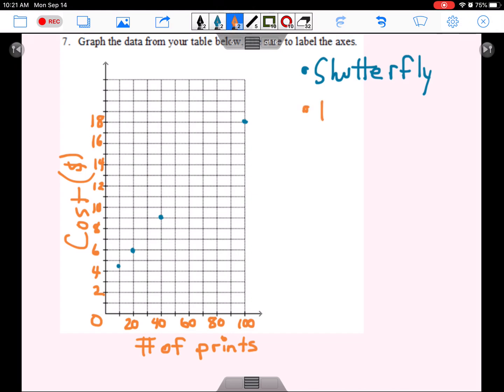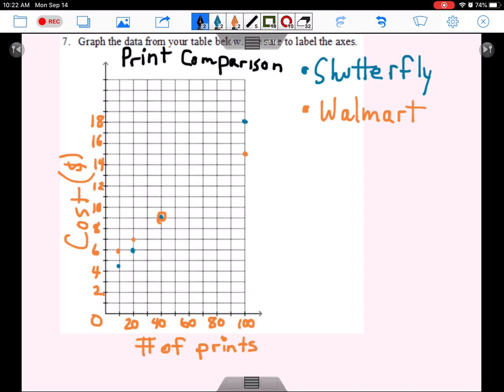And then we'll do the same thing for Walmart. If you've got two different color pencils, you can do that, or you can use two different symbols. All right, so Walmart, we have a point at 10, 6, and then 20, 7, and then 40, 9, and then 100, 15. You can label your graph something to summarize this. I'm going to say print comparison. If you want to, you can draw lines through those since they happen to be linear equations, but it's not a big deal.